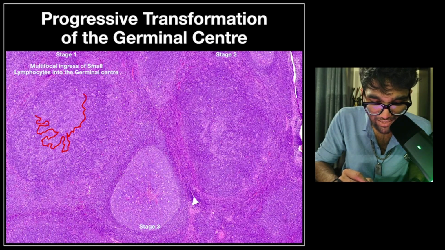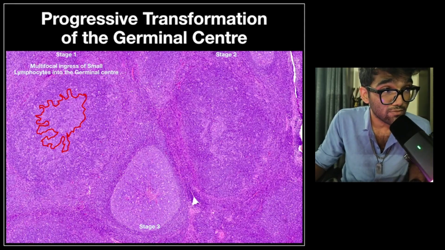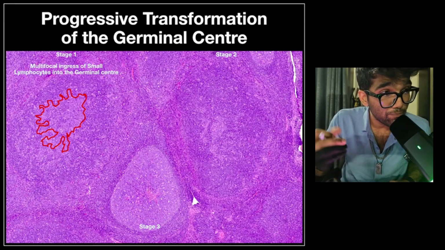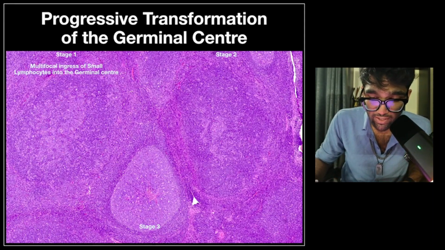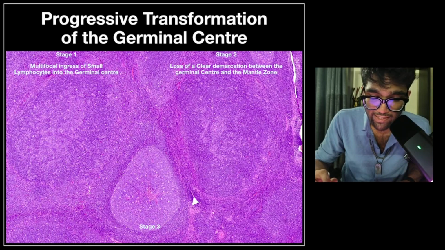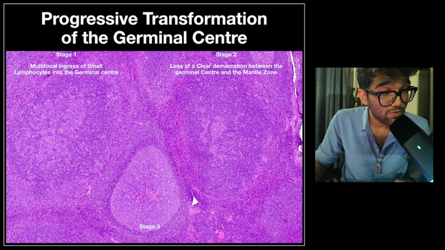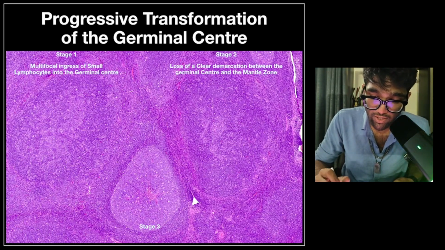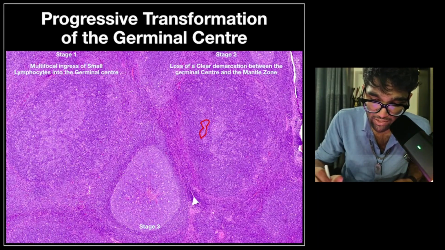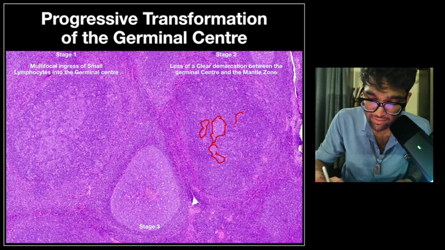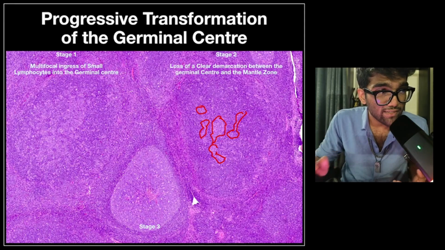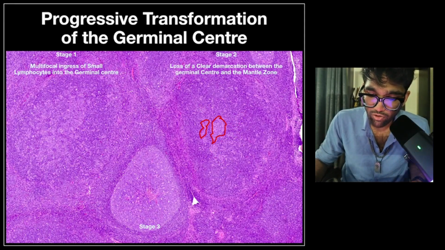But I can still somewhat sketch out an actual germinal center. So there is a germinal center, but there are multiple areas in which the mantle zone is trying to enter into the germinal center. Now, in the second diagram, there is a clear loss of the demarcation between the mantle zone and the germinal center. There is an island of germinal center here, another island here, another island here, and a few smaller islands here. So it's not very clear. The demarcation is completely lost.